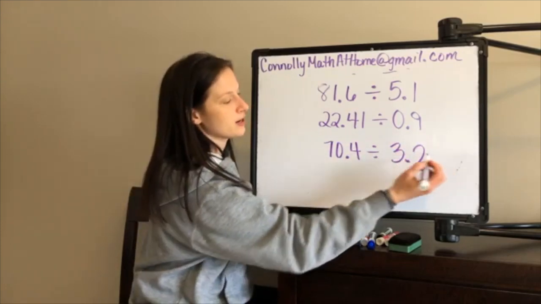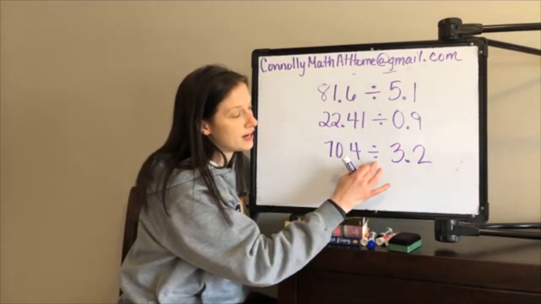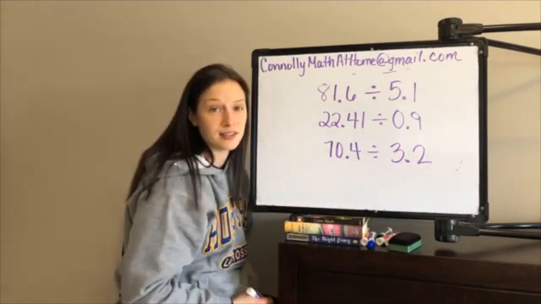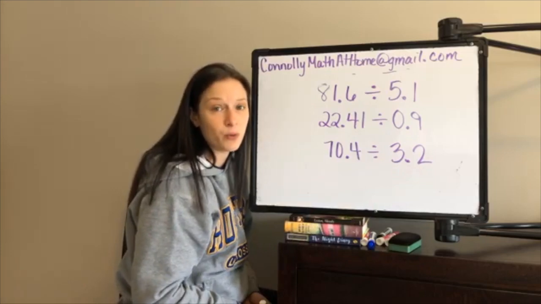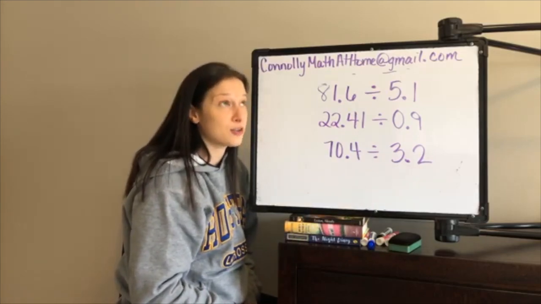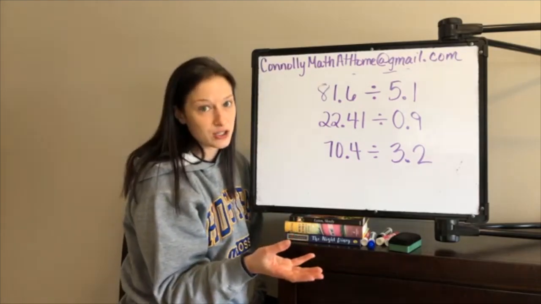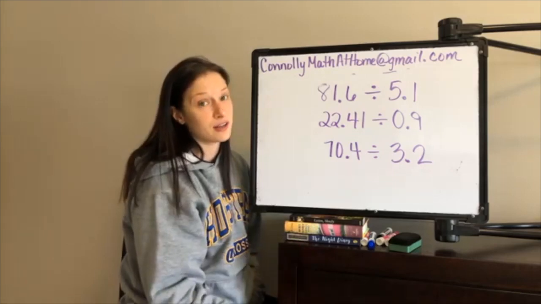And then the last one that I want you to try on your own is 70 and 4/10 divided by 3 and 2/10. Again, estimating is going to be important to help you place that decimal point, also help you decide whether or not you need to make your quotient 10 times larger, 100 times larger, all that stuff.